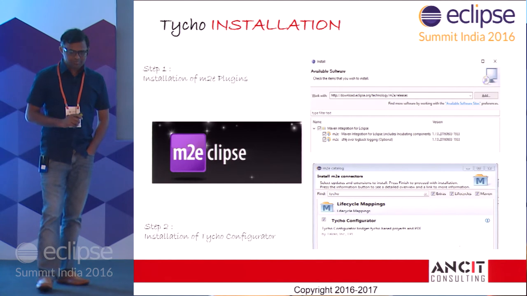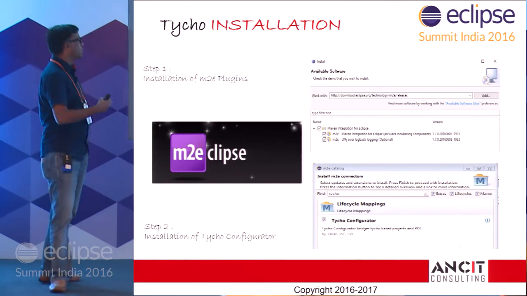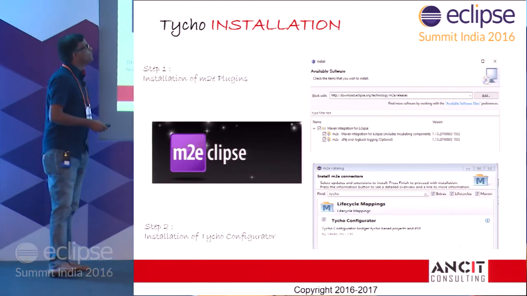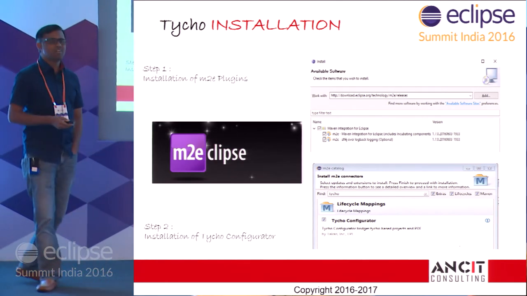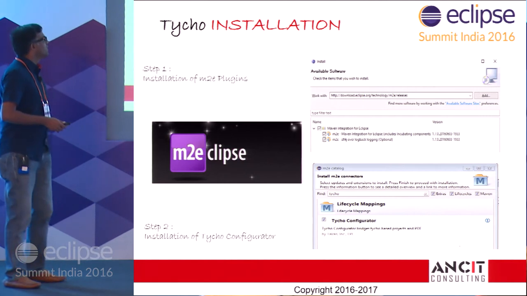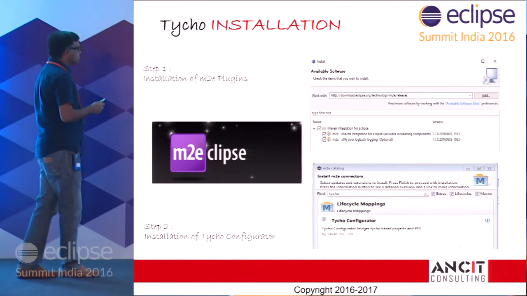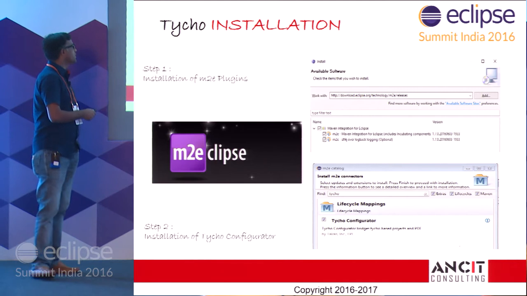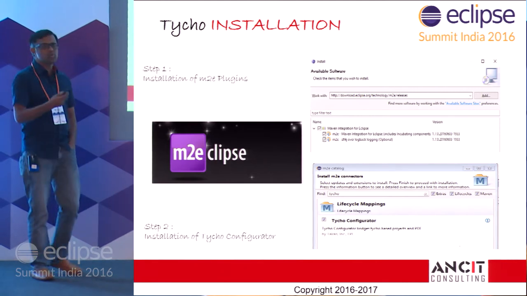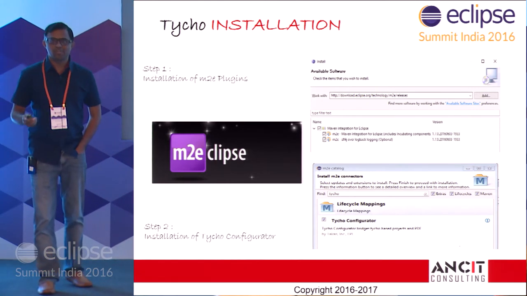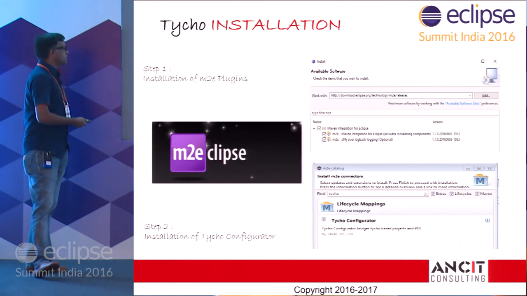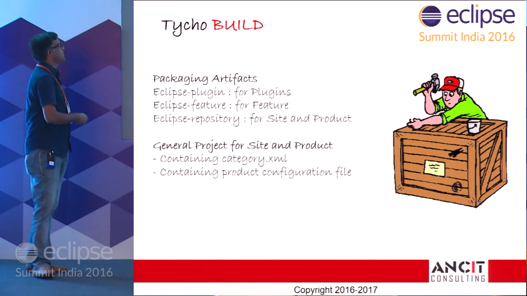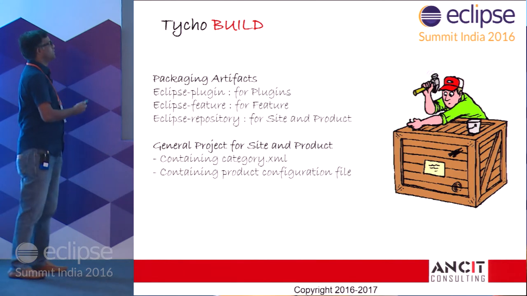Right? So step one, which we are not going to demonstrate, is you first need the Maven plugins downloaded for Eclipse, right? Installing the M2E plugins. With the latest version, M2E plugins come by default in Eclipse, so you really don't have to do the installation, right? Then on top of it, you need to install the Tycho configurator, which is responsible for the various artifacts and all of this understanding of these artifacts.